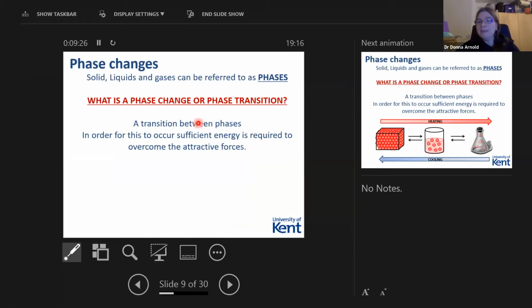So we need to think about how we now move between these 3 states of matter. We've got our solids, liquids and gases, and we refer to these as phases. A phase change or phase transition is essentially the change from one state of matter to another state of matter. In order to do that, we have to overcome the attractive forces that are holding it together. So we need to either put energy in or take energy out so that we can break those attractive forces.